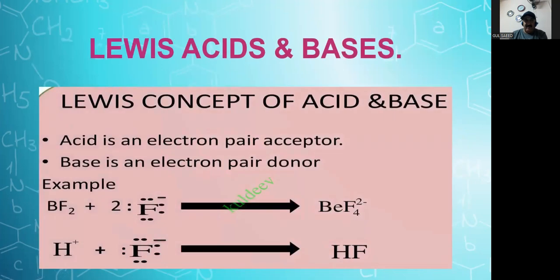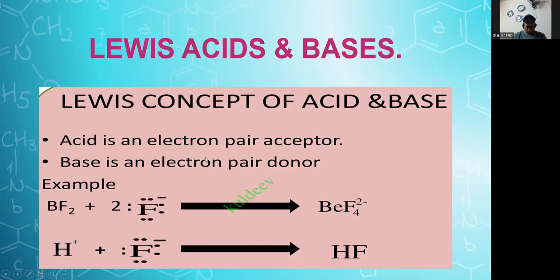Now the third concept is the Lewis concept of acids and bases. So what is a Lewis acid? An acid is an electron pair acceptor and a base is an electron pair donor. For example, BeF2 plus 2F- produces BeF4 2-. In the same way, H+ and F- ion produce HF.